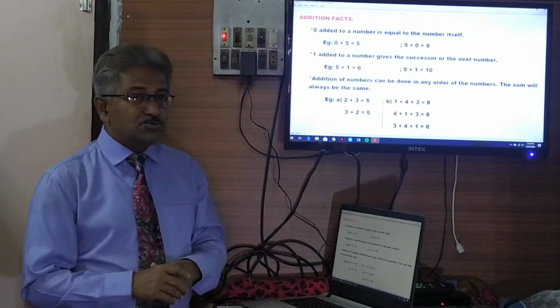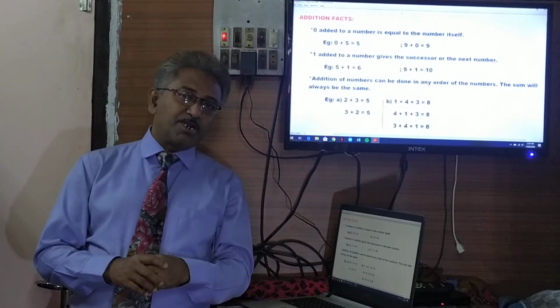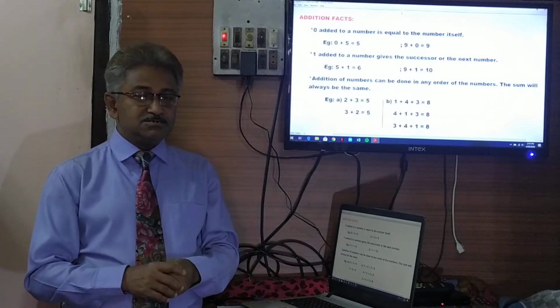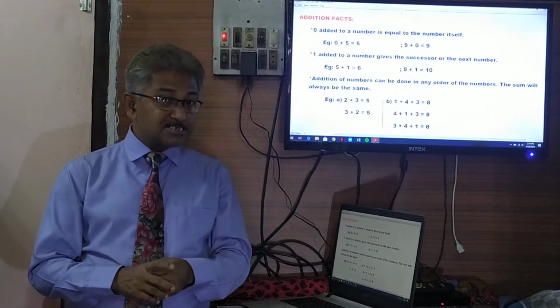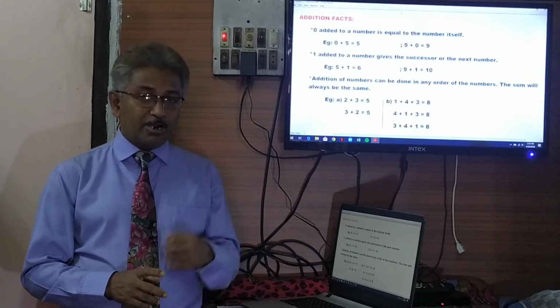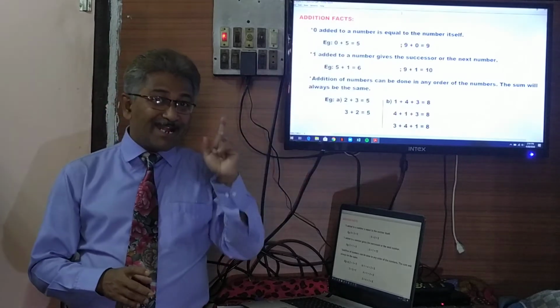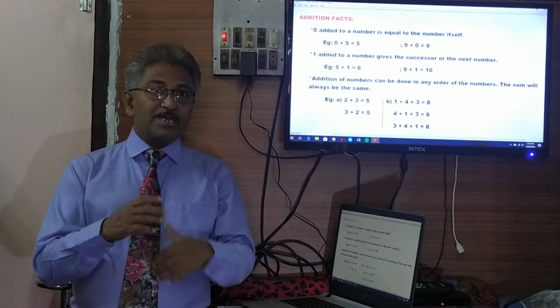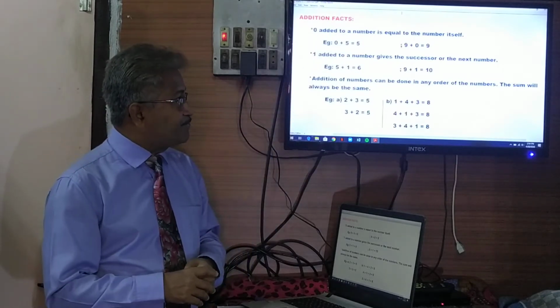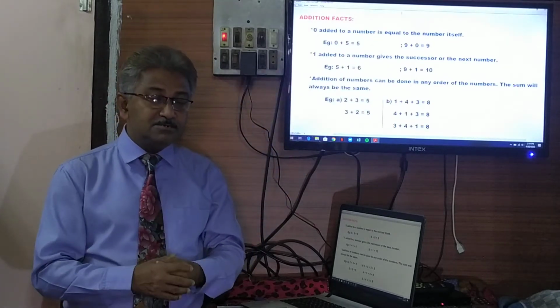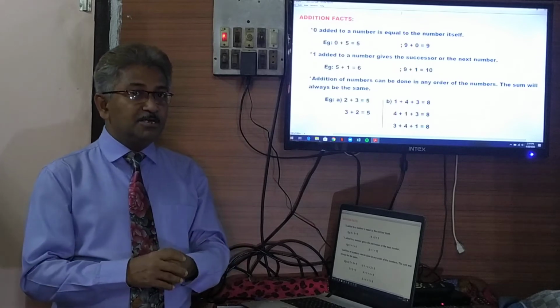The second one is when 1 is added to a number, we get the successor, or the next number, as our sum or answer. Example: 5 plus 1, we are adding 1 to 5, we get the next number, that is 6. 9 plus 1, when 1 is added to 9, we get the next number, that is 10.